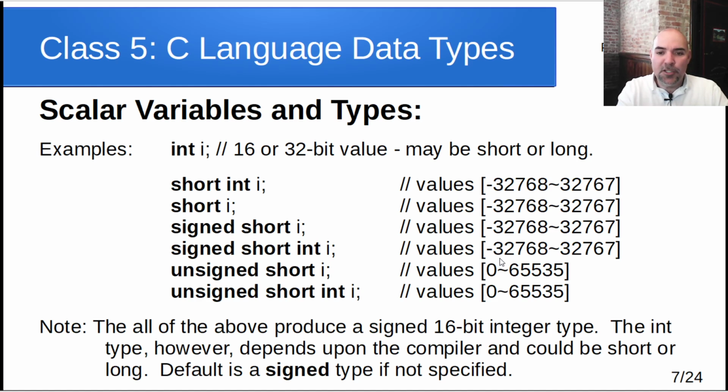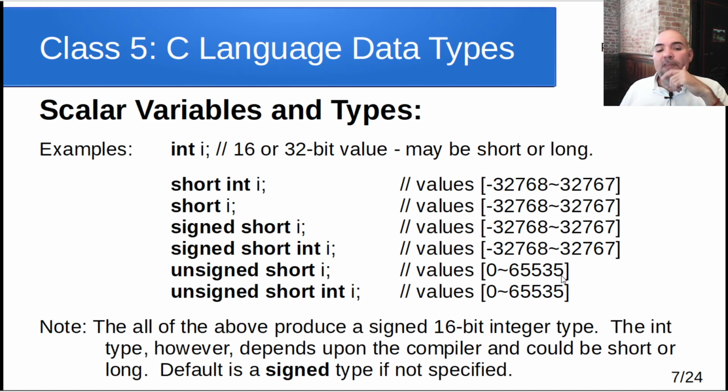It's going to be a signed short integer that can hold a value in the range -32,768 all the way up through 32,767. Now, if I make one of those unsigned, and say unsigned short int, or unsigned short i, then I get a range 0 to 65,535. And again, that's 16 bits rather than 8 bits worth of storage.